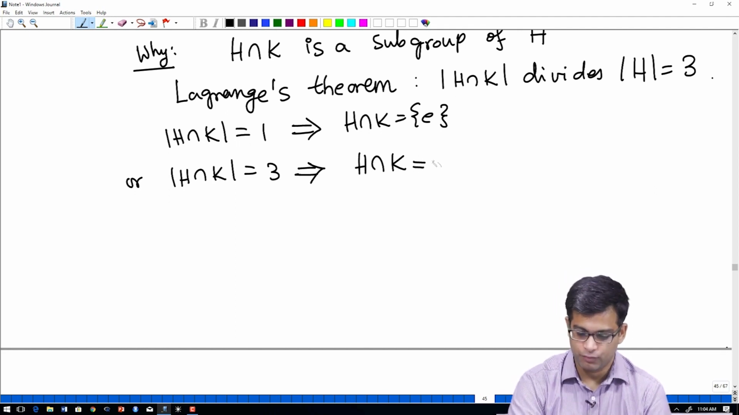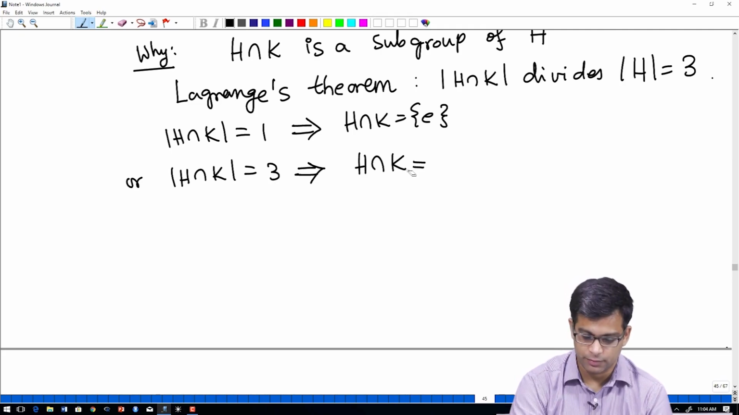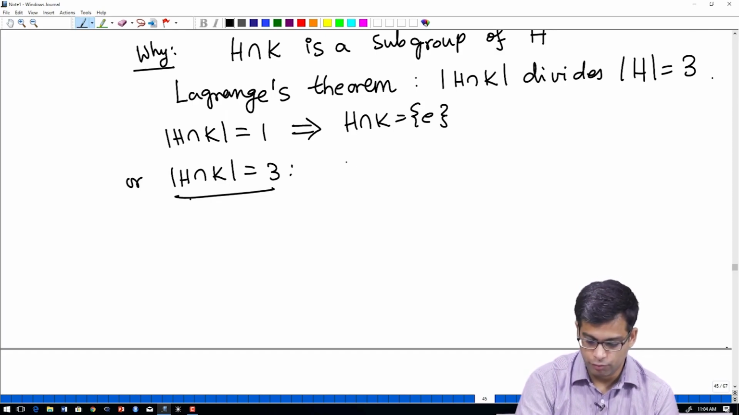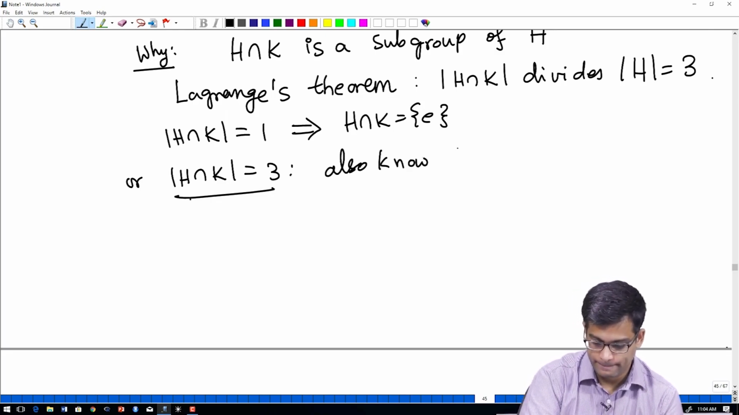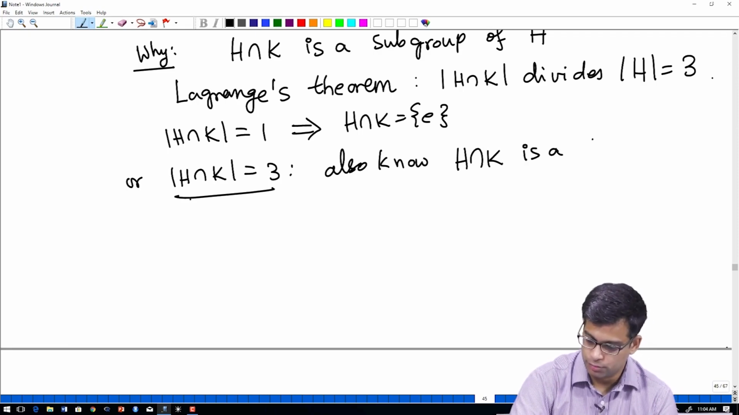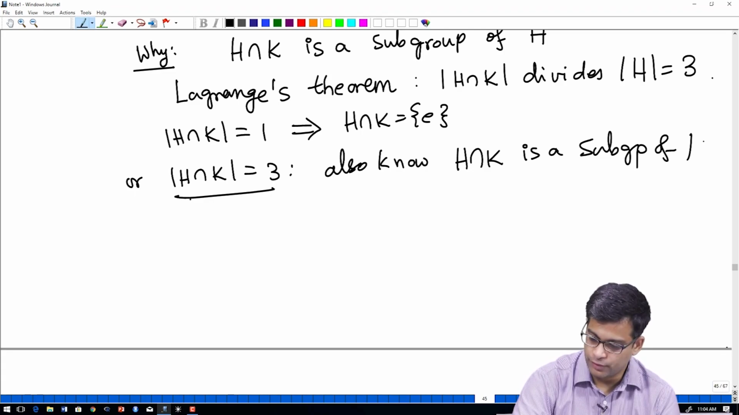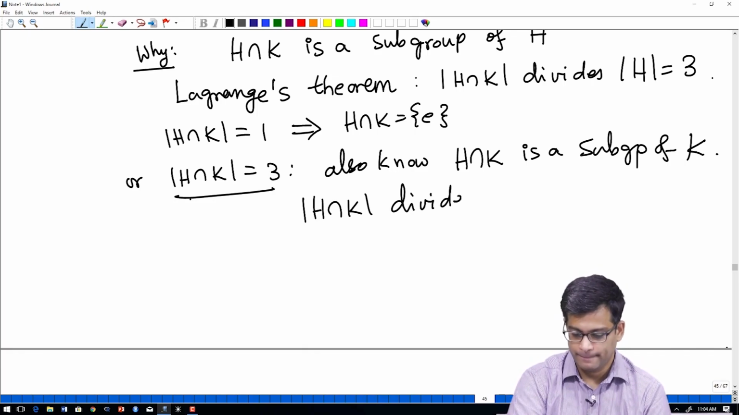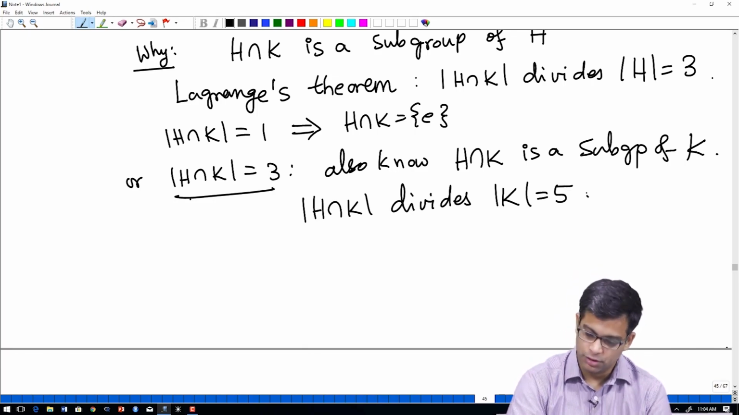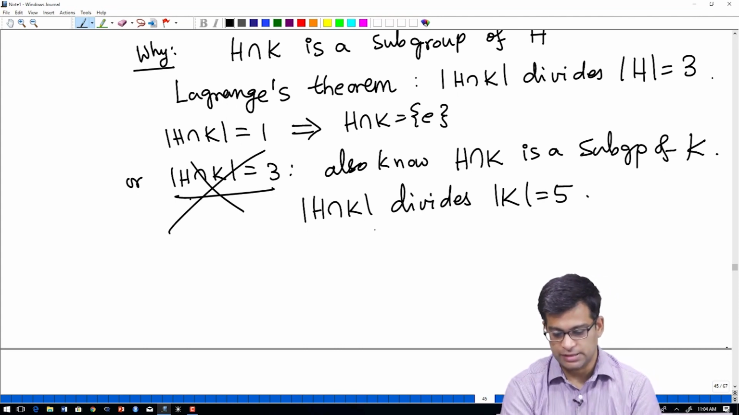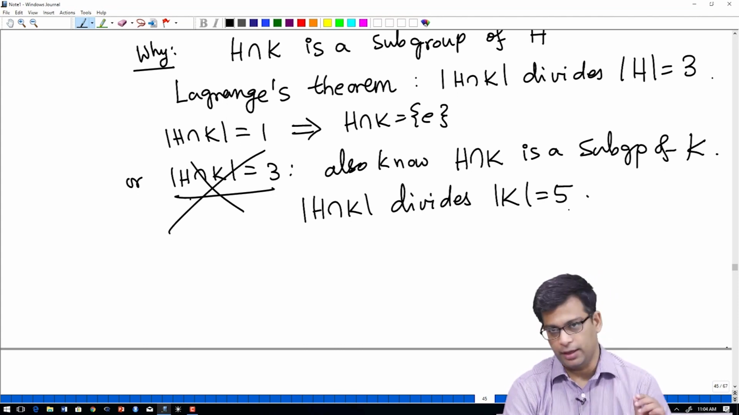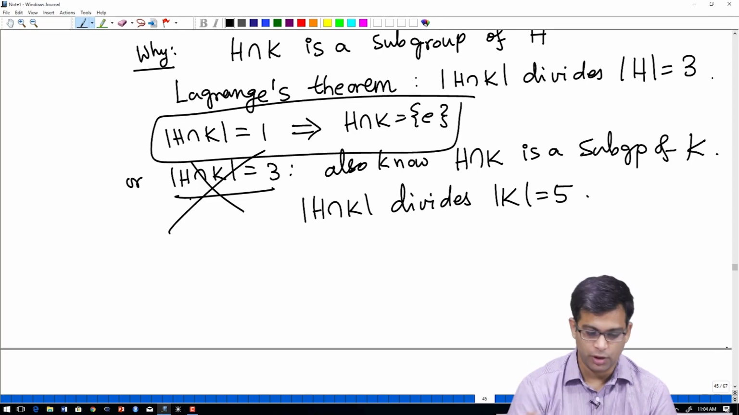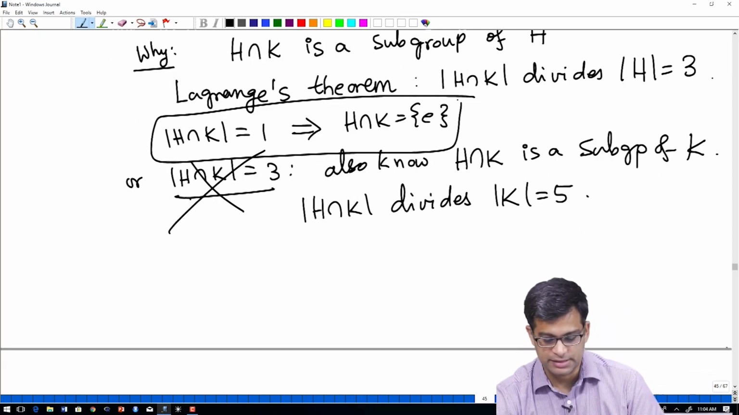But if it is 3, then we also use that H intersection K is a subgroup of K. So the order of H intersection K divides the order of K, which is 5. So this can't happen. This cannot be 3 because 3 does not divide 5. So the order of H intersection K is a number that divides 5 and 3, so it has to be 1. Okay, this is going to be useful to us. H intersection K is just the identity element.